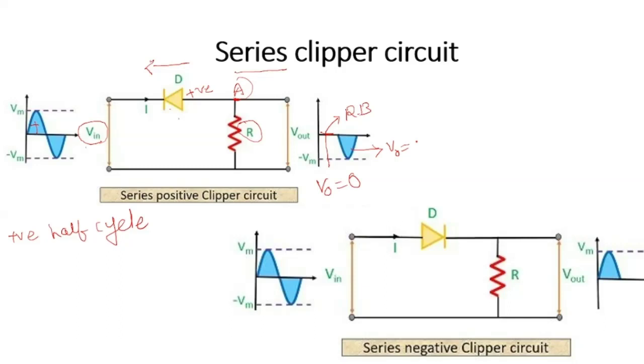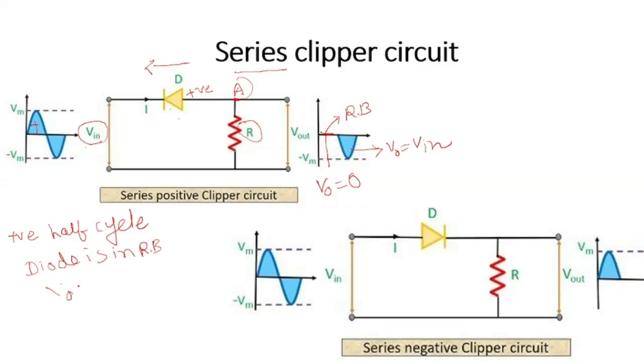So for the first positive half cycle, the diode is in reverse bias, it is replaced by an open circuit. And what is the output voltage? Output voltage is equal to 0.